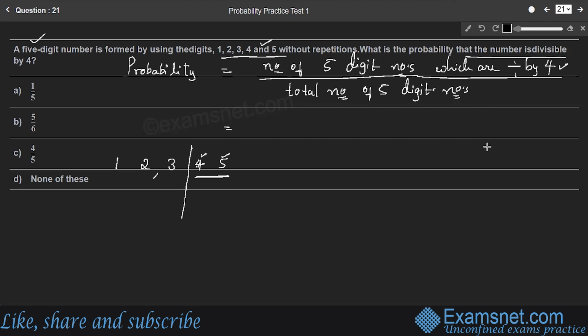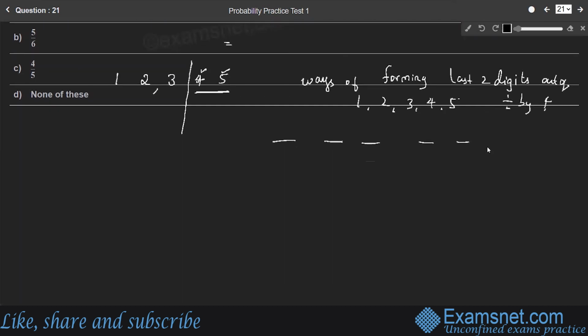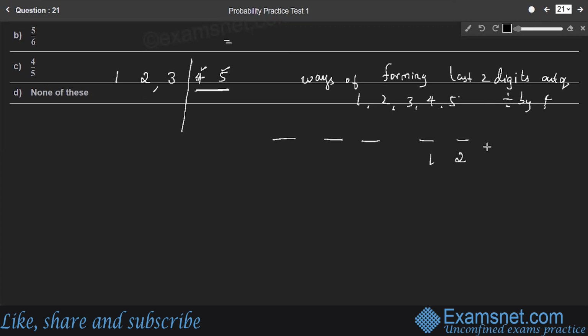Therefore, consider the ways of forming the last two digits out of 1, 2, 3, 4, 5 which are divisible by 4. You can consider the first 3 digits and the last 2 digits. The last two digits can be 12, which is divisible by 4, or 32, which is divisible by 4, or 24, which is divisible by 4, or 52, which is divisible by 4, right? So these 4 numbers can be formed which are divisible by 4.